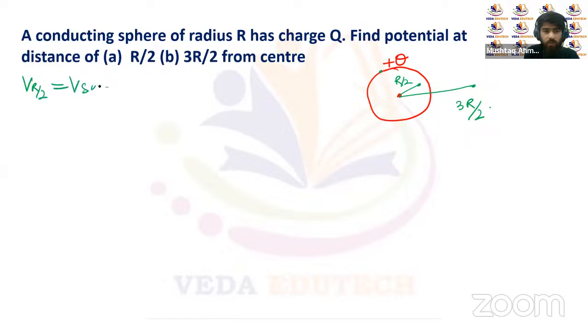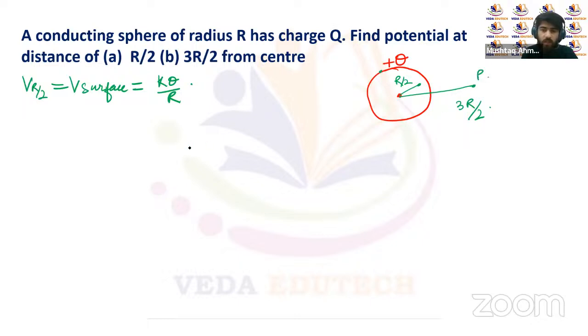That will be the potential on the surface, and we know the potential on the surface of a sphere is the same as that of a point charge, right? That will be kq upon r. This is the potential on the surface of this sphere. But outside also, the potential is the same as that of a point charge for a sphere, for an outside point, right?